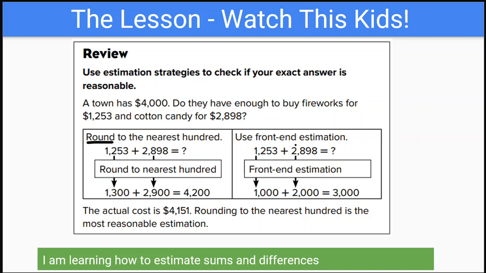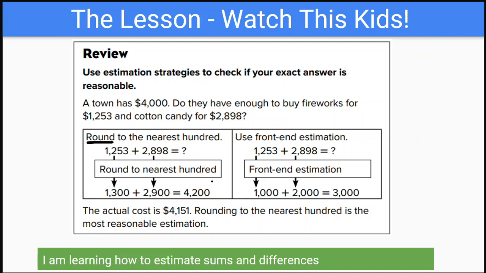Now, an easier way of doing this, but a less accurate way, would be just to do front-end estimation. 1,253 is very close to 1,000. 2,898 is very close to, well, I would call this 3,000, but they called it 2,000 because they're just looking at the front ends here, okay? 1,000 plus 2,000 is 3,000.